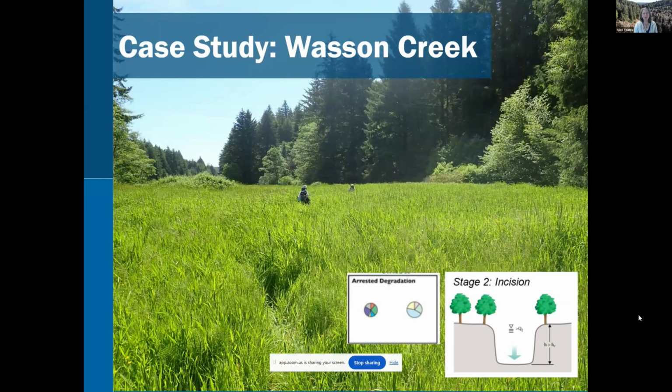So the case study that I'm going to talk about is the Wasson Creek Watershed Restoration Project. Where we started in this project was this stage 2 incised channel, where this area had been ditched for agriculture along the side of the valley, and reed canary grass was the dominant vegetation type.